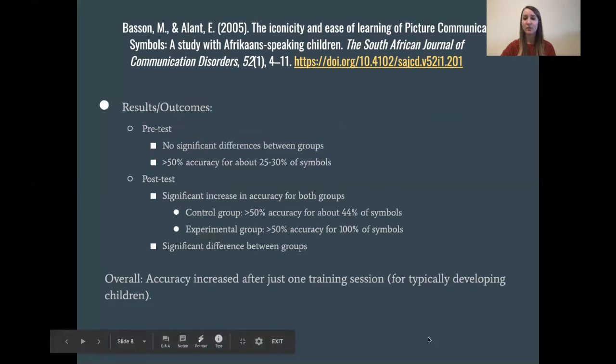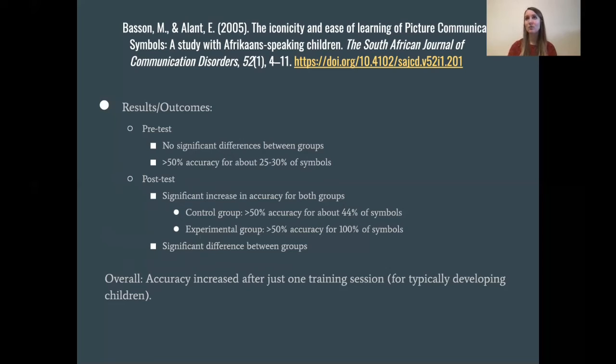And there were 2 main outcomes from this study. So the first is that they both showed a significant increase in the post-test compared to the pre-test. They think that the control group had increased accuracy just because of previous exposure from the first day. And then they also found that there was a significant difference between the groups. So the experimental group had significantly greater accuracy than the control group.